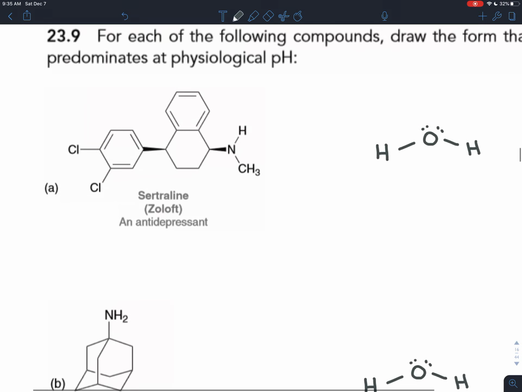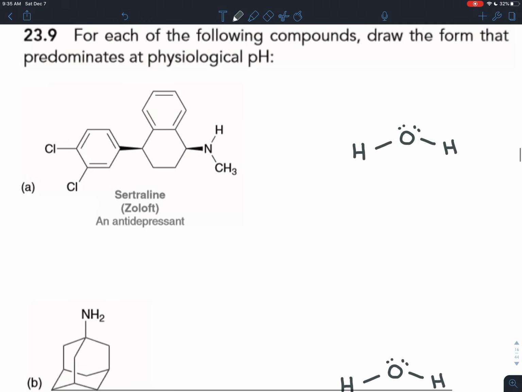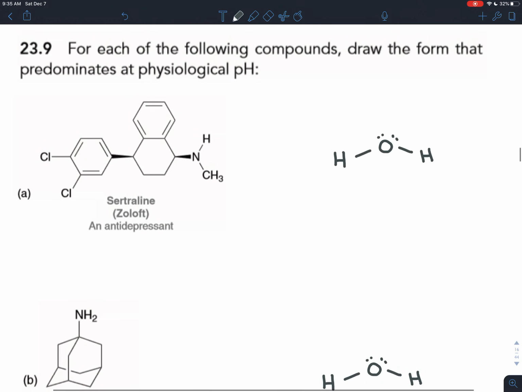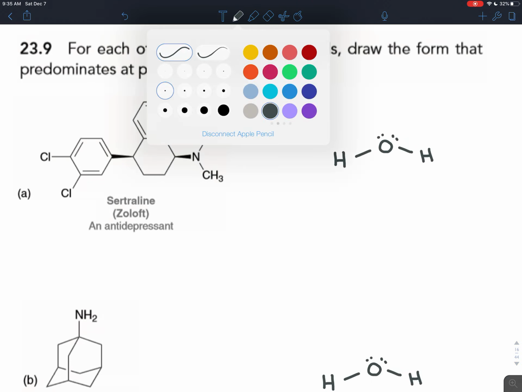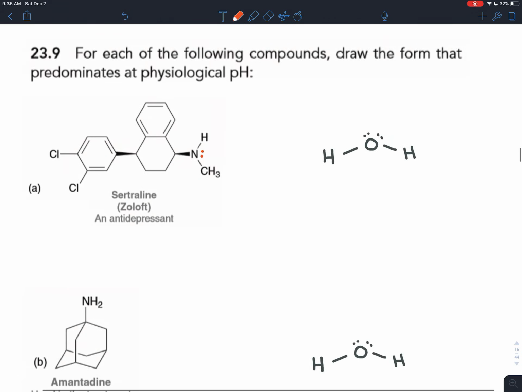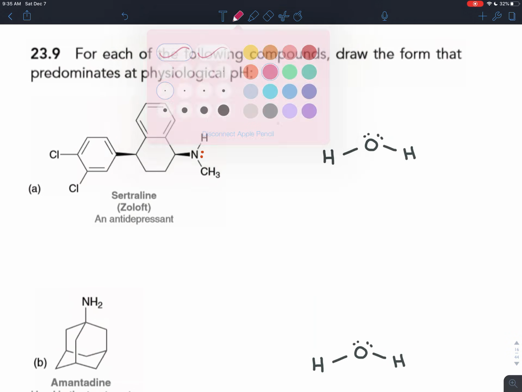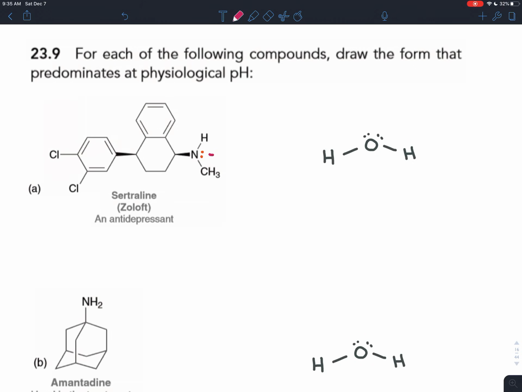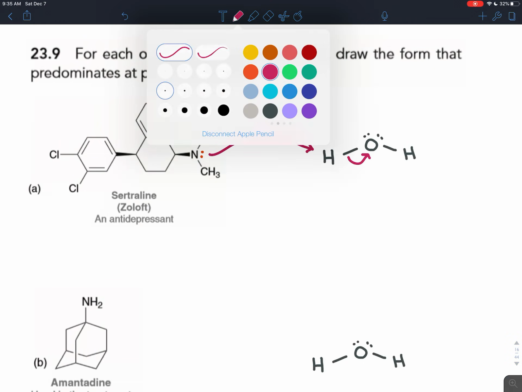So you zoom in on here. The first one we have here is Zoloft, an antidepressant. And the amines are more basic than your body fluids. So the lone pair that you want to be able to see on these amines will steal a hydrogen from the water in your body fluids. So you'll do a proton transfer. The nitrogen will steal the hydrogen, and the hydrogen separates from the rest of the water molecule.